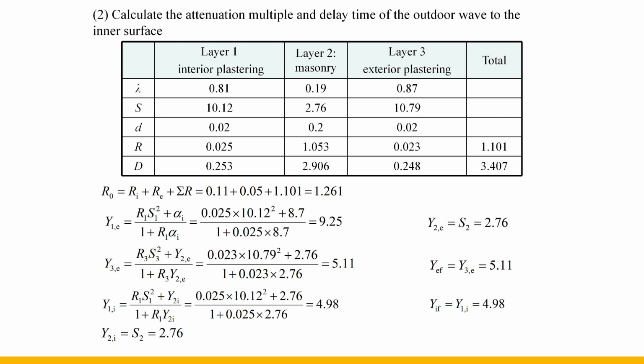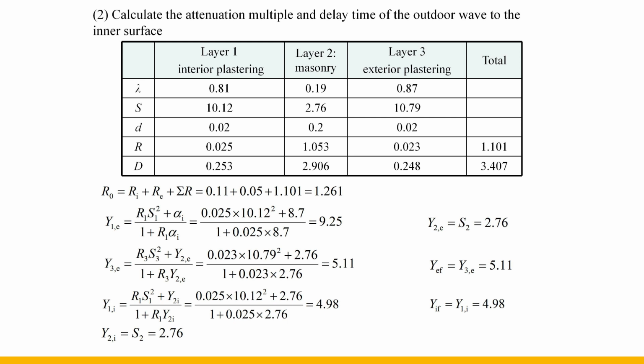Then the external surface heat storage coefficient of each layer is calculated according to the temperature wave from the outside to the inside. The Y2E of the second layer does not need to be calculated because the D value is greater than 1, so it is equal to S2, namely 2.76. Y1E is equal to Y3E.